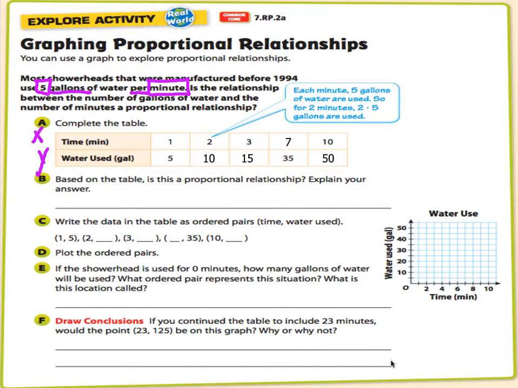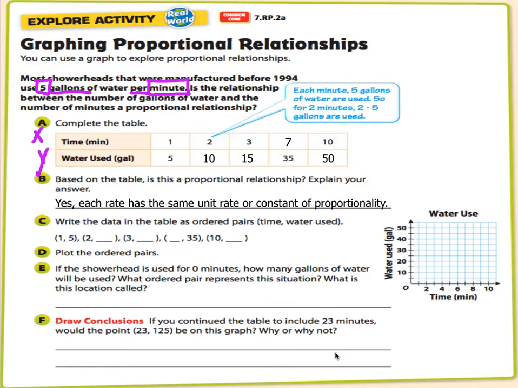Based on the table, is this a proportional relationship, and explain our answer? Well, if I go through and I find my rates and find that unit rate, I find that my unit rate is 5 for every single one of them. It's 5 gallons used per minute. So it is a proportional relationship because each rate has the same unit rate, or constant, or it does have a constant of proportionality.